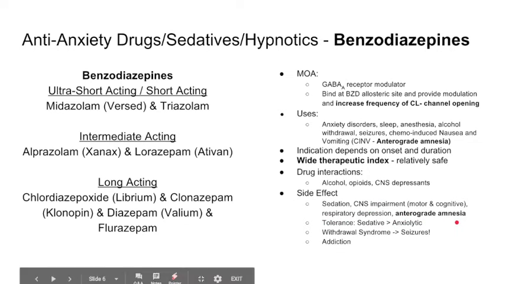So for chemo-induced nausea and vomiting, these drugs are actually used to induce amnesia of the event going forward in time. So for example, you would take this before you had your chemotherapy session, and then you would have your chemotherapy session.